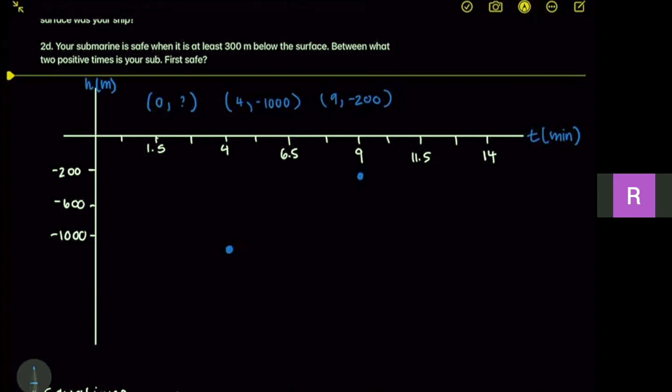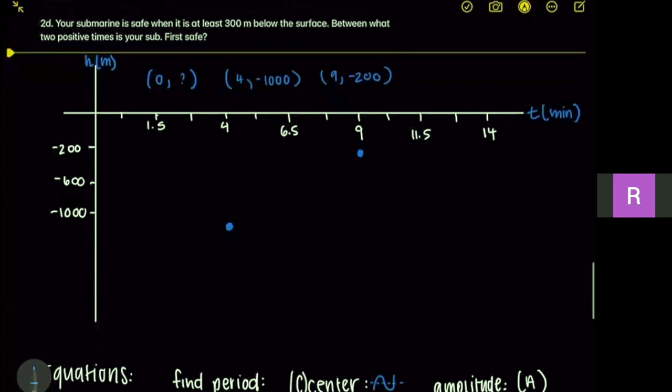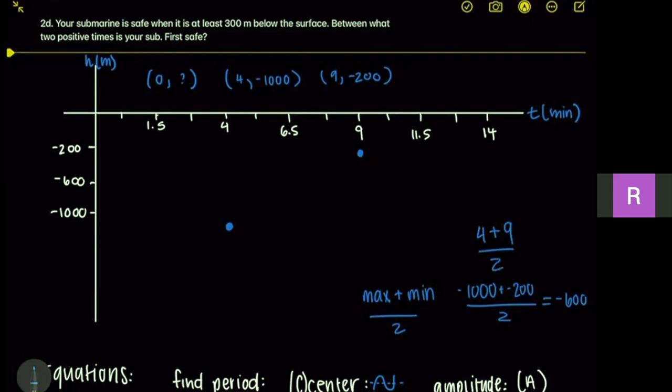We can now find the midpoint by finding the average between these 2 points. So we're going to have the max plus the min divided by 2. We're going to do -1,000 plus -200 divided by 2. This is going to give us -600, and then it's also going to be the average between 4 and 9 for our time values. So we're going to have 4 plus 9 divided by 2, and that's going to give us 6.5. So at 6.5, we're going to come down to -600.